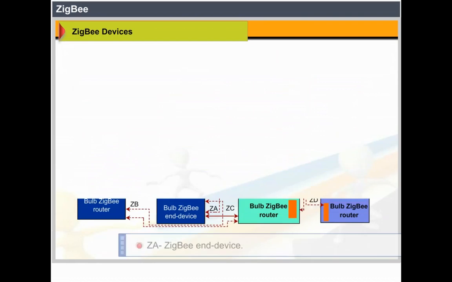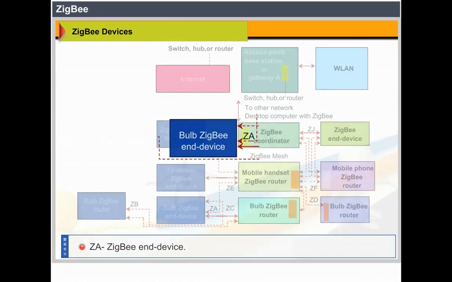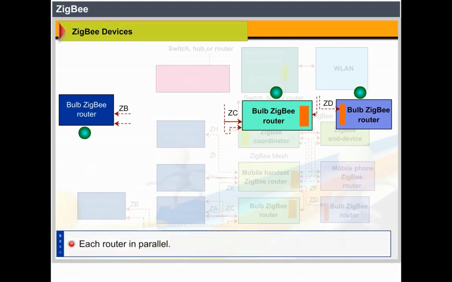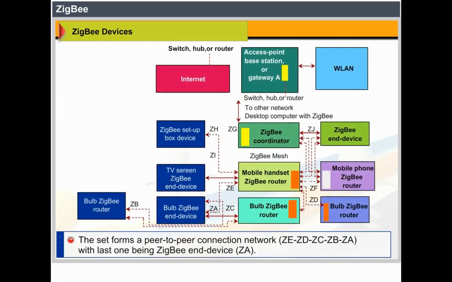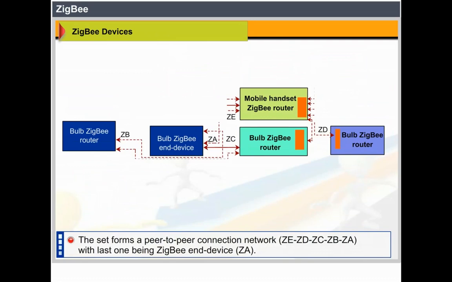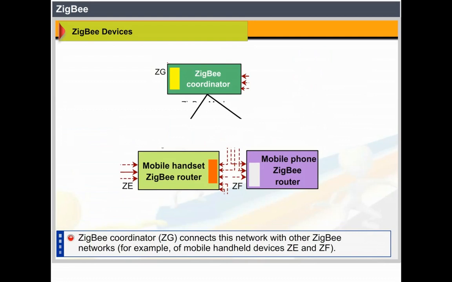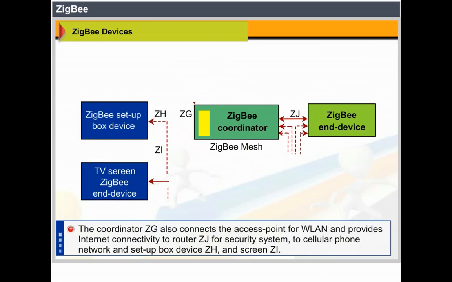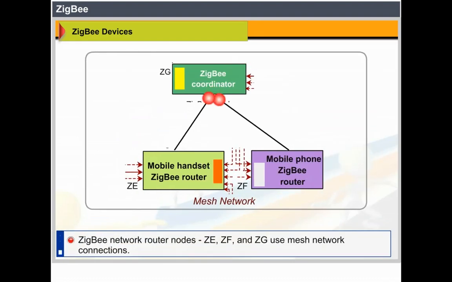ZigBee devices: ZA, ZigBee end device, ZB, ZC and ZD, a set of electric bulbs associated with the ZigBee routers. Each router works in parallel. The set forms a peer-to-peer connection network, ZE, ZD, ZC, ZB, ZA, with the last one being ZigBee end device ZA. ZigBee coordinator ZG connects this network with other ZigBee networks, for example, of mobile handheld devices ZE and ZF. The coordinator ZG also connects the access point for WLAN and provides internet connectivity to router ZJ for the security system, to the cellular phone network and set-top box device ZH and screen ZI. ZigBee network router nodes ZE, ZF and ZG use mesh network connections.